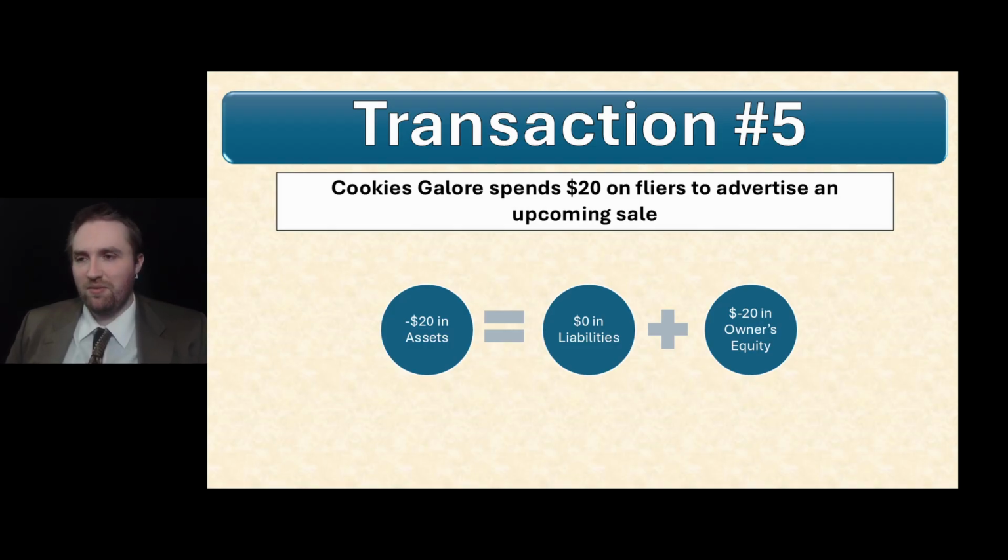So just to explain what happened there, Cookies Galore spent $20 in cash, an asset, to pay for the flyers, which are an expense, because the flyers don't have lasting value. This is why the end equation is negative on both sides, because they spent $20 on something that reduced owner's equity. All right, I threw a lot at you at once. Let's review the key points.